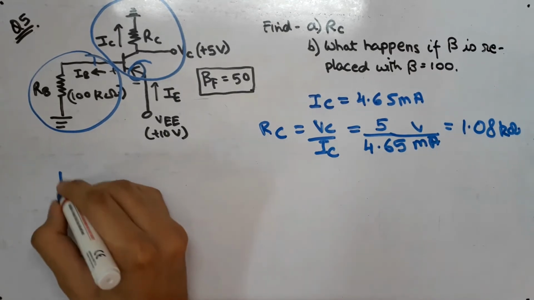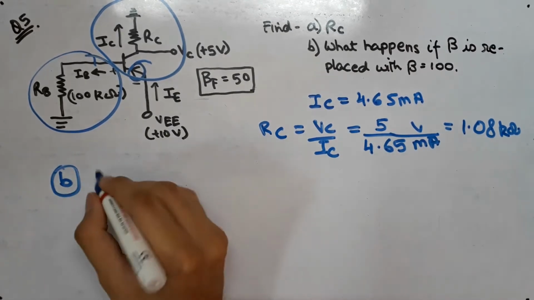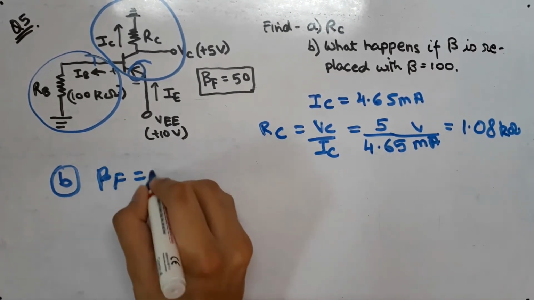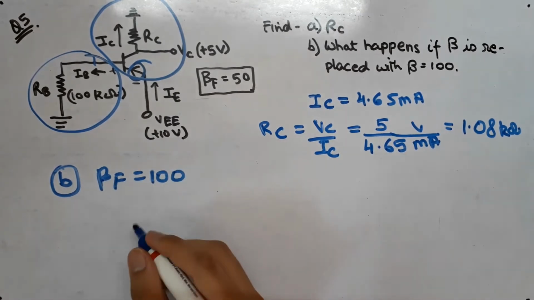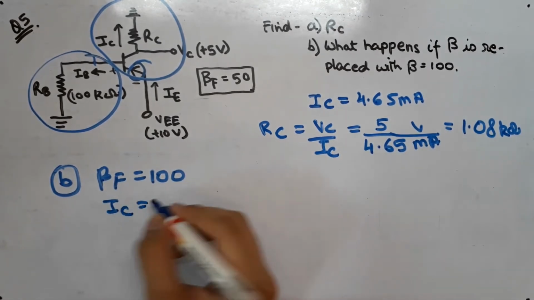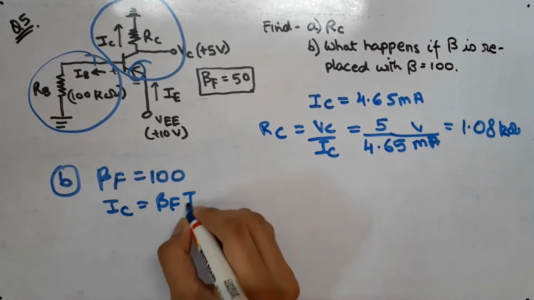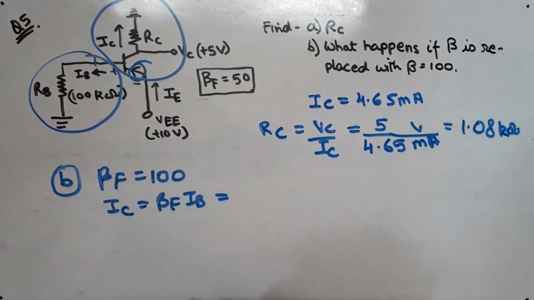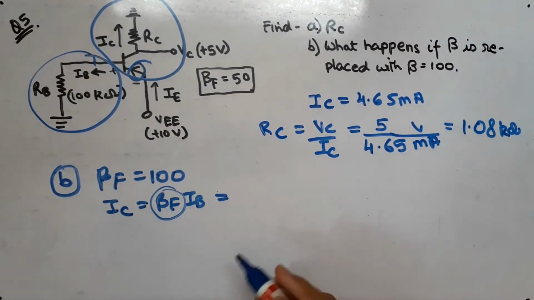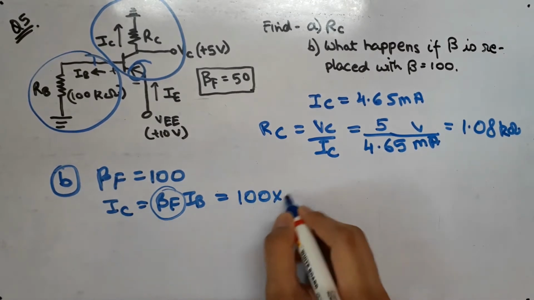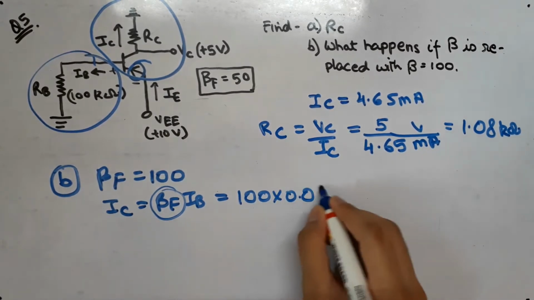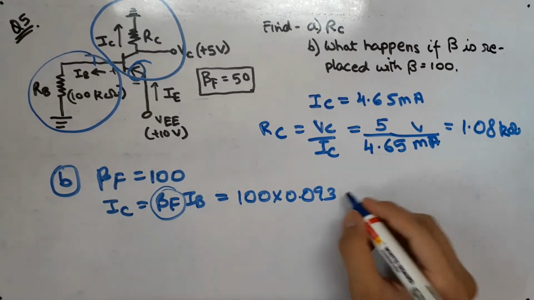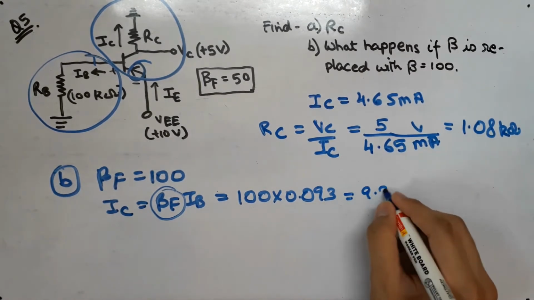Now in B part, beta F is equal to 100. Now if we want to find the value of IC by the formula IC equal to beta F IB, this will be different from the A part, because now the value of beta F has changed. That is 100 into IB. IB is equal to 0.093 that we found out in the first part. This will come out to be 9.3 milliampere.